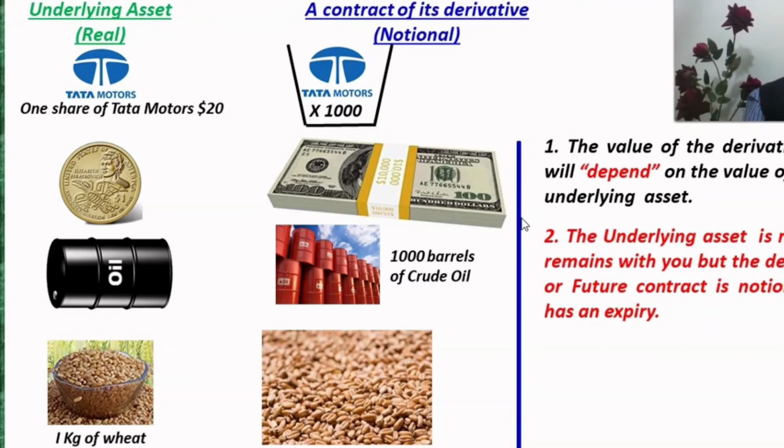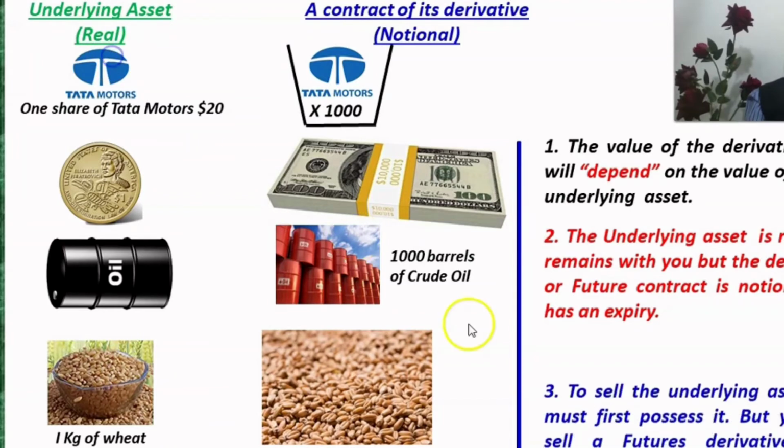But for the time being, just remember that this derivative contract is notional. You do not physically exchange these things, you only exchange a promise or a contract, and that promise has a validity period, maybe 1 week, 1 month, 3 months, but that promise does not remain valid for eternity, but this underlying asset remains for eternity.